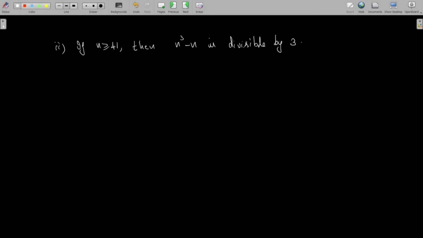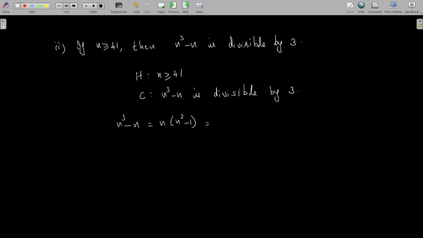Next one. If n greater than or equal to 41, then n cube minus n is divisible by 3. Here the hypothesis is n greater than or equal to 41 and the conclusion is n cube minus n is divisible by 3. Here consider the conclusion. We can write n cube minus n as n into (n square minus 1).